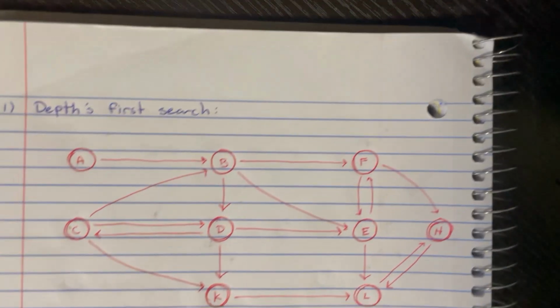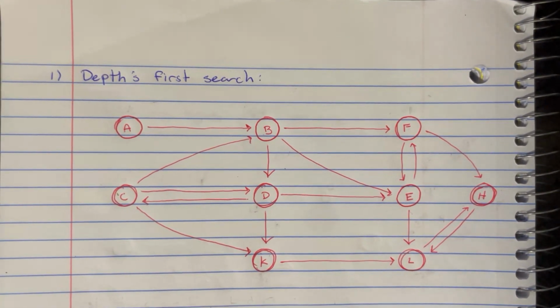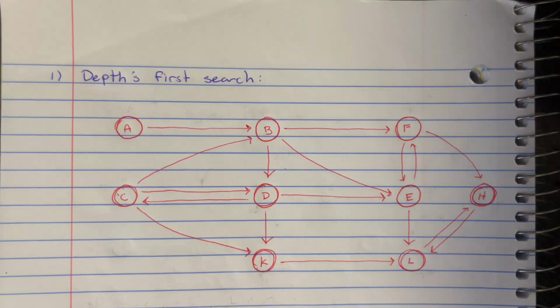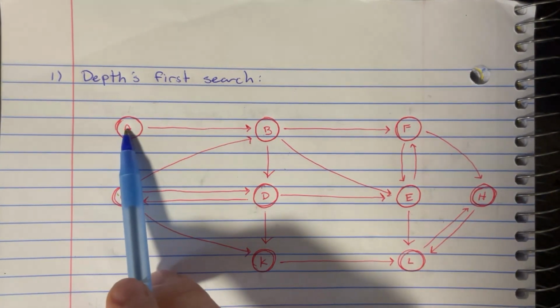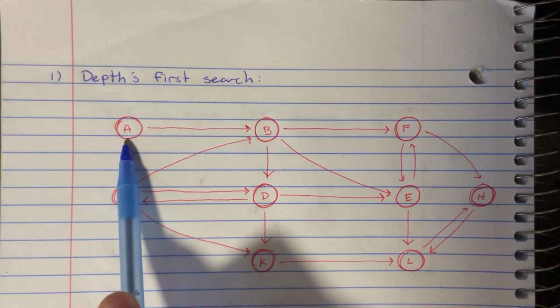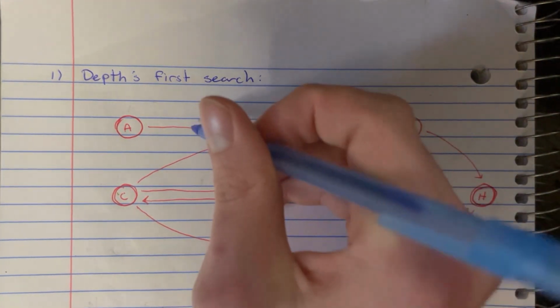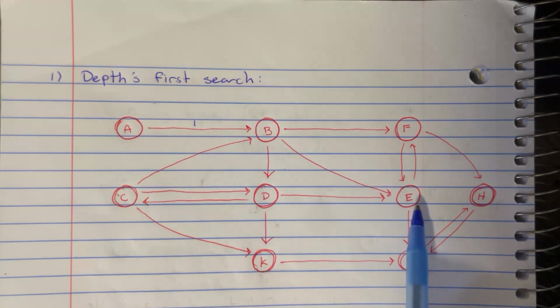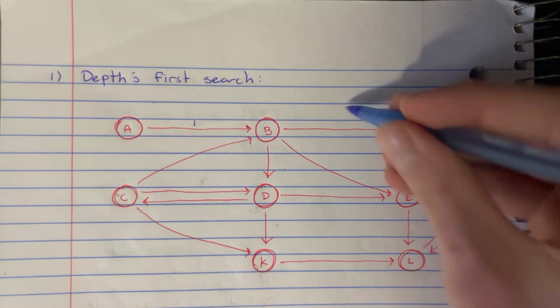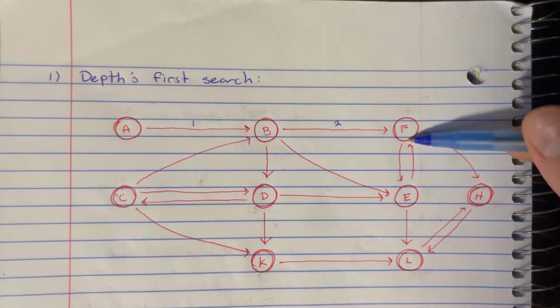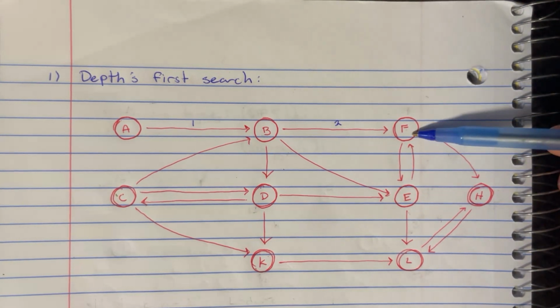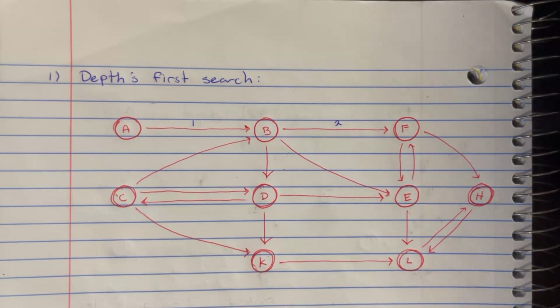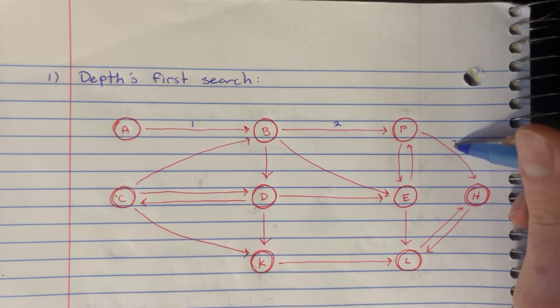So let's say we have this node network. We're going to run depth first search. Let's start at A. We can go this way. This is our first move, going across this edge. From B, we can go to E, we can go to D or F or whatever. Let's say we go to F. From F, we can go to E or H. Let's say we go to H.